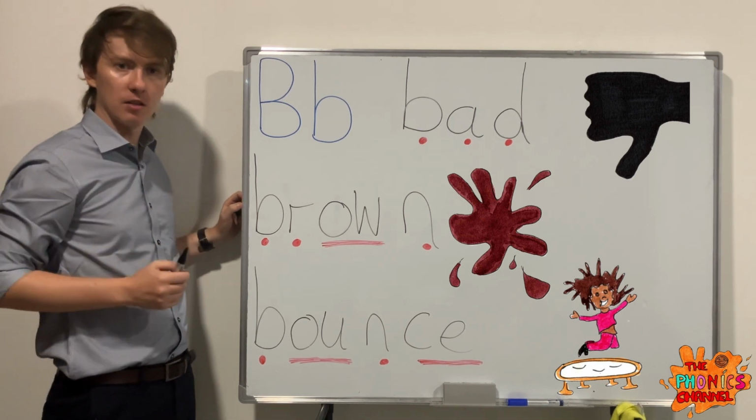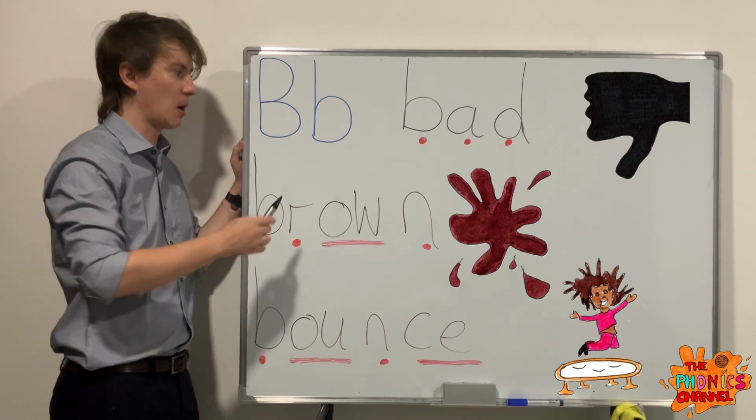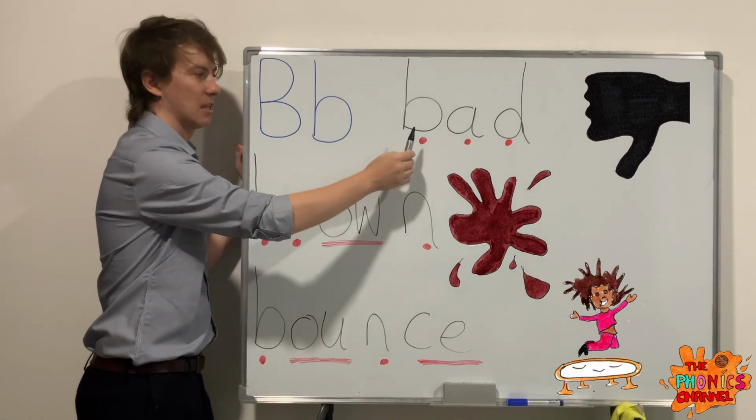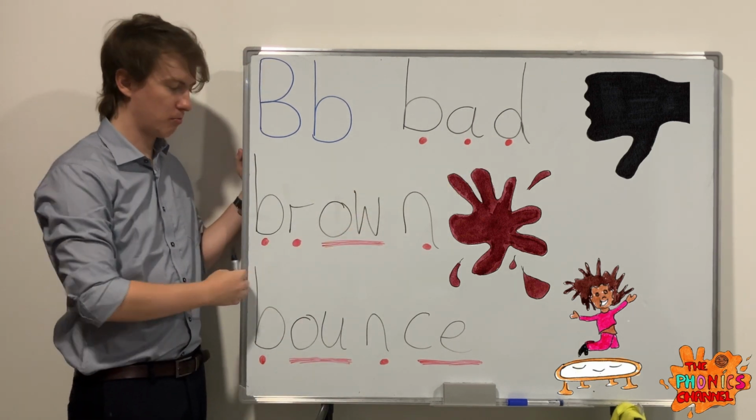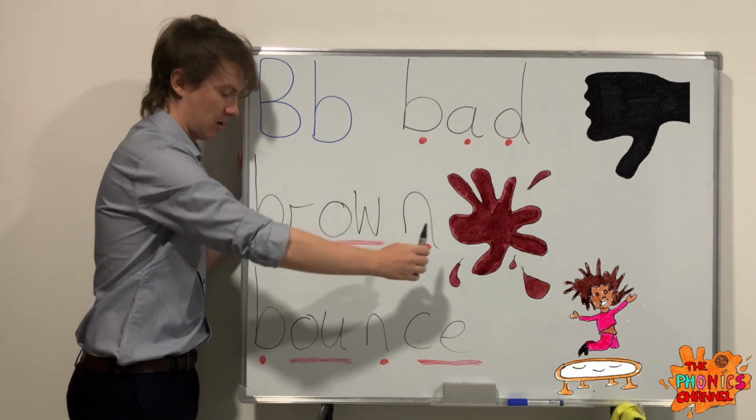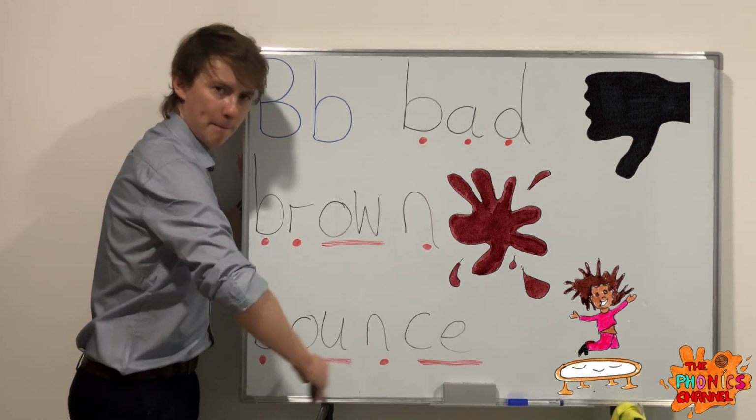So, very good, guys. Let's go over them all again together. We've got b, bad, b, a, d, bad. Brown, br, ow, brown. Bounce, b, ow, s, bounce.